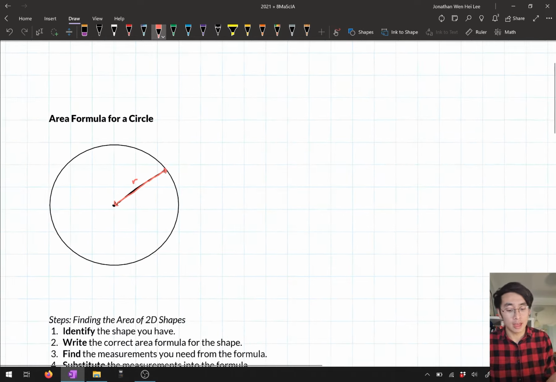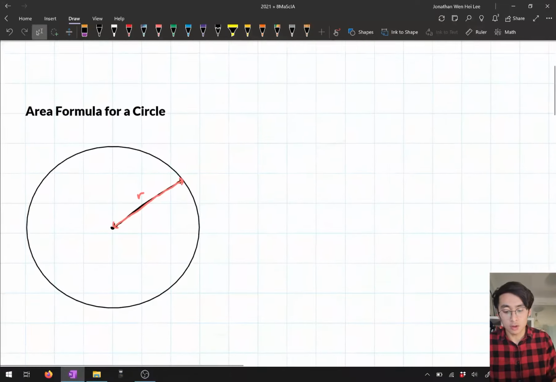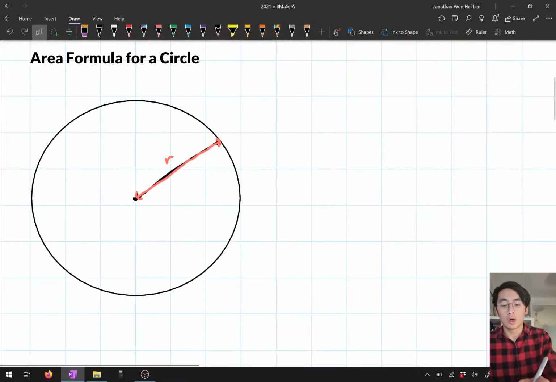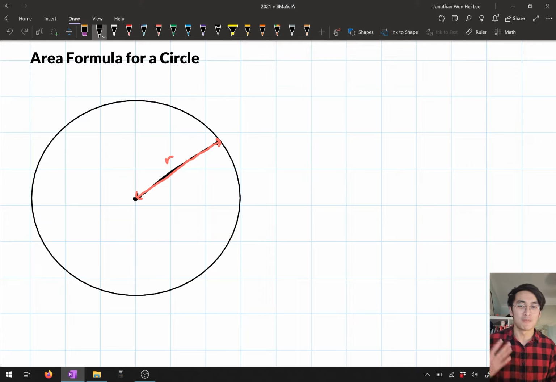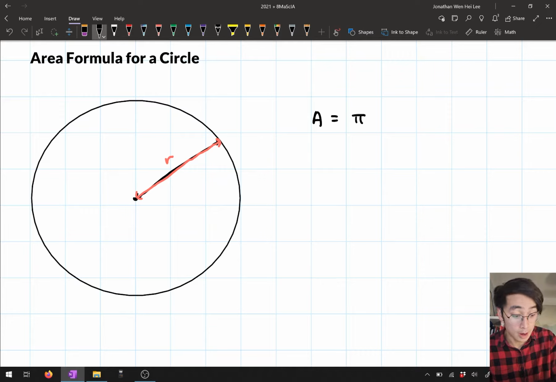And so if I want to find the area of a circle, I actually need to use this radius r. And so the area formula for a circle is as follows. A is equal to pi r squared. So what we do is we take our radius and we square it. Let me write it a little bit neater. There we go. Pi r squared. So we square our radius and then we multiply that by pi.